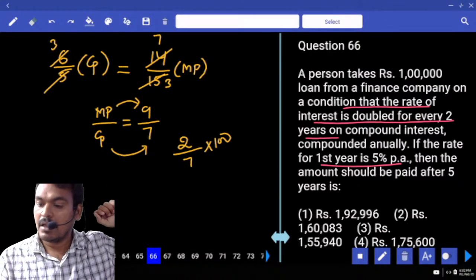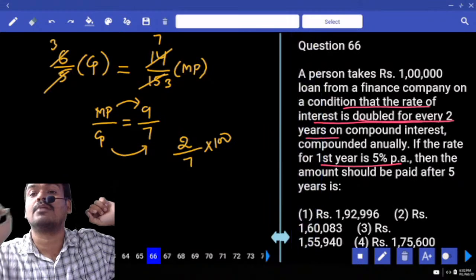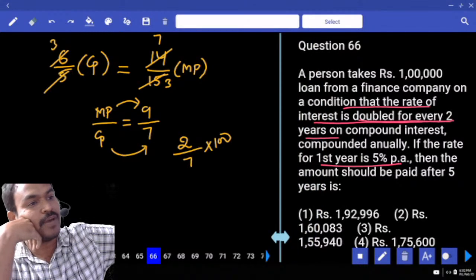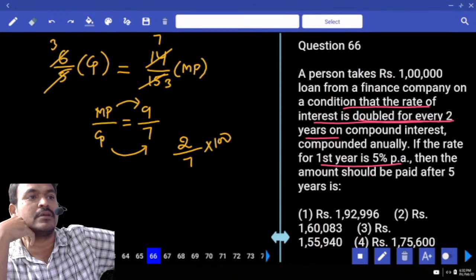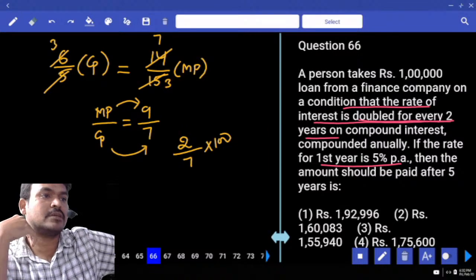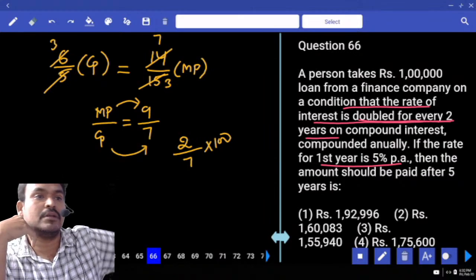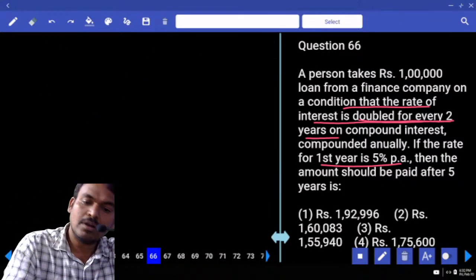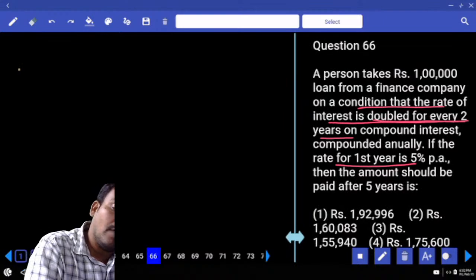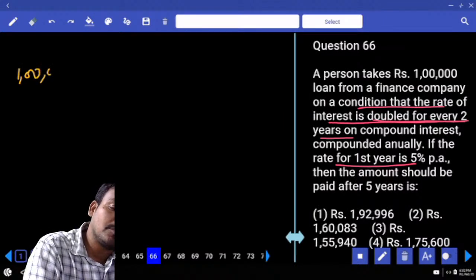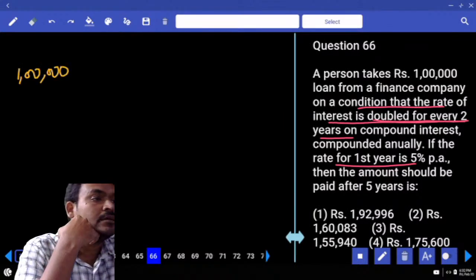5 years, or not? Every 2 years it will be double or triple? Double. Means first year 5%, second year also 5%. But third year onwards 10%. Fourth year also 10%. But fifth year 10% doubled, 20%, or not? Okay. What is the principal value given? 1 lakh, or not? Compound interest means successive increase or decrease? Increased.